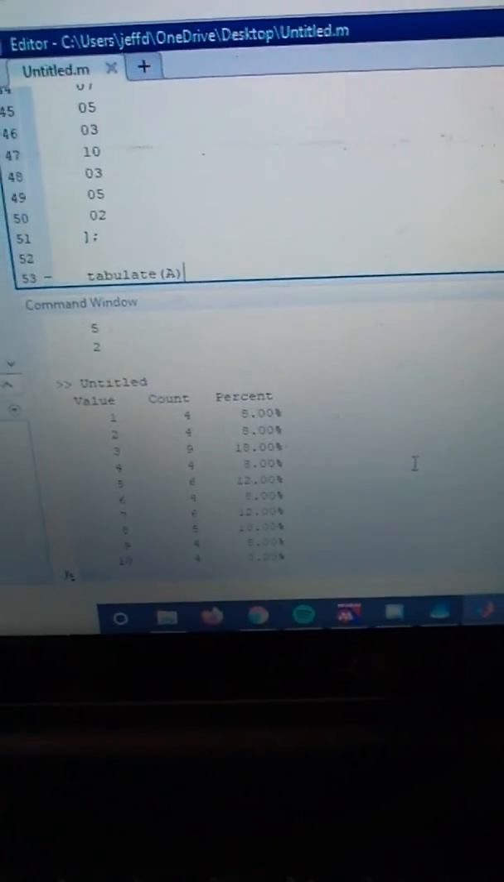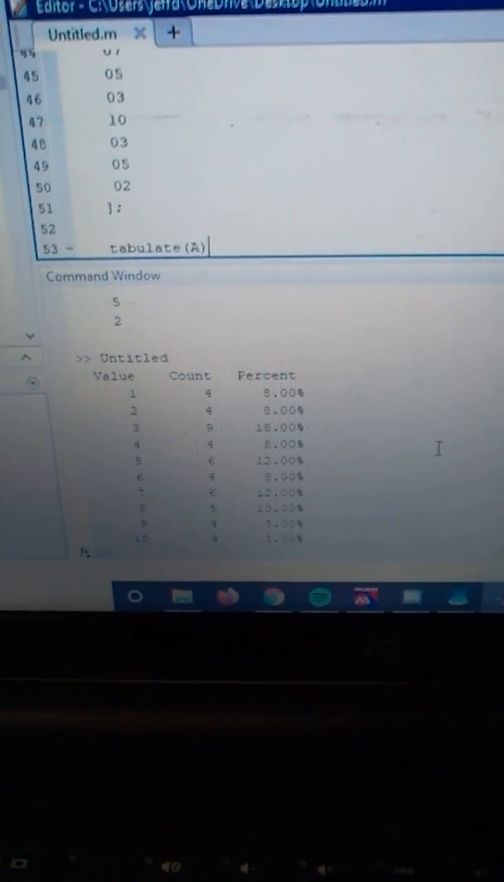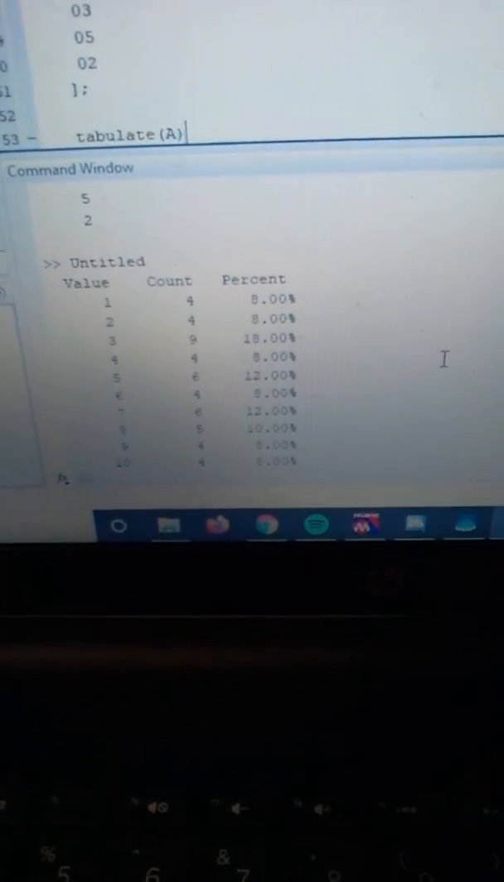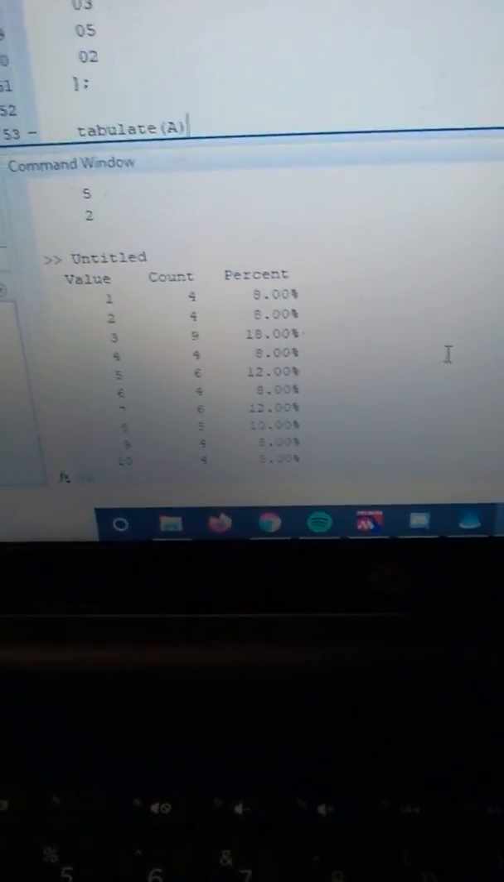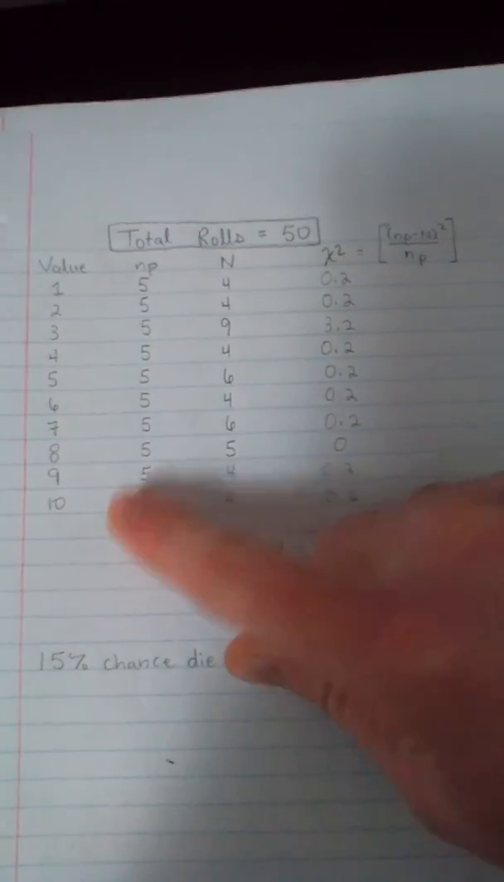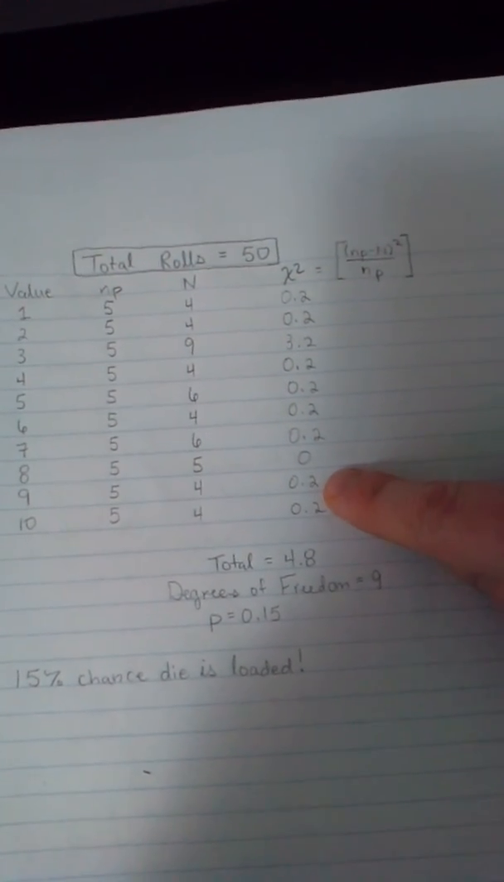So I ran a trial here where I did 50 rolls, uploaded the 50 rolls into MATLAB into a matrix, tabulated the matrix, and I got this for the frequency of the numbers rolled, and I took those values. We made a chi-squared table. So here are our values. Here are our expected results out of 50 rolls. Here are our actual results out of 50 rolls.